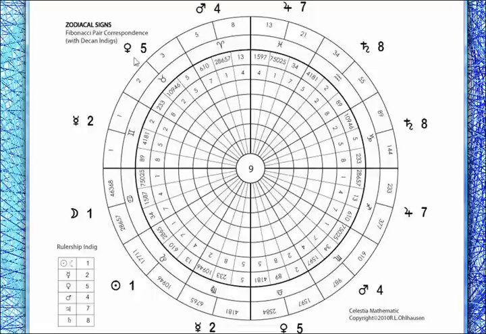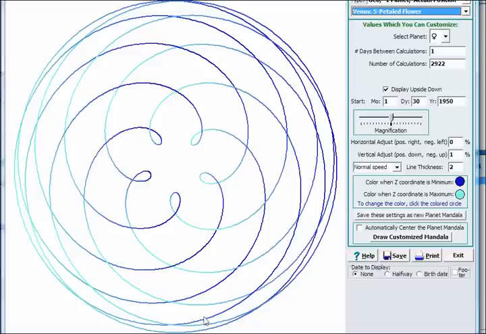Because the orbit of Venus is based on 5. Here's the orbit of Venus as seen from the Earth's point of view. From the Earth's point of view, it's in a 5-petaled shape. So 5 with Venus, just based on its orbit alone, is impressive.